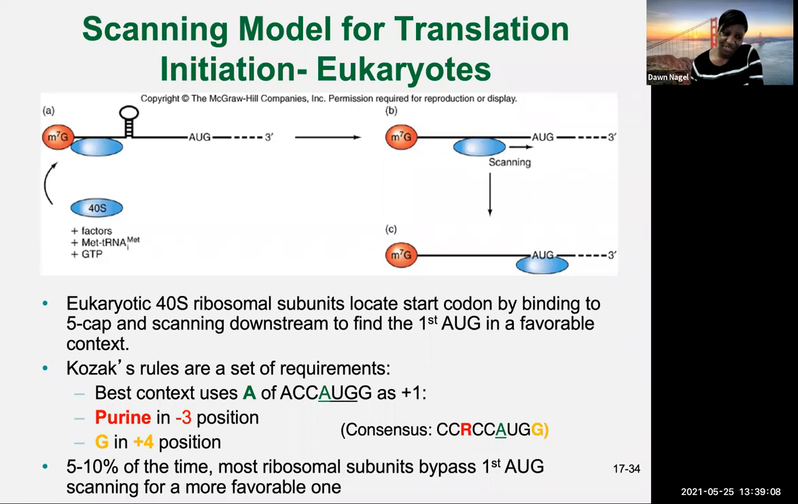5 to 10% of the time, most ribosomes will bypass that first AUG and look for one that's more favorable, because these rules are not met.